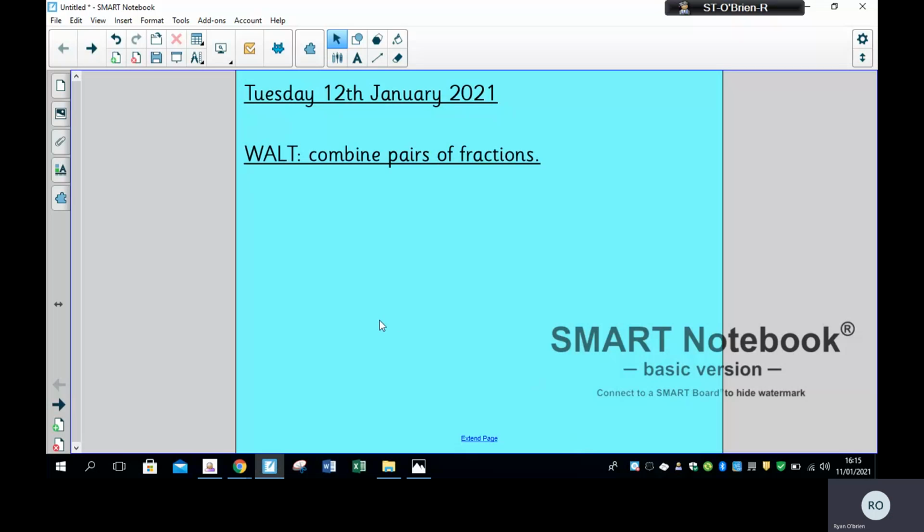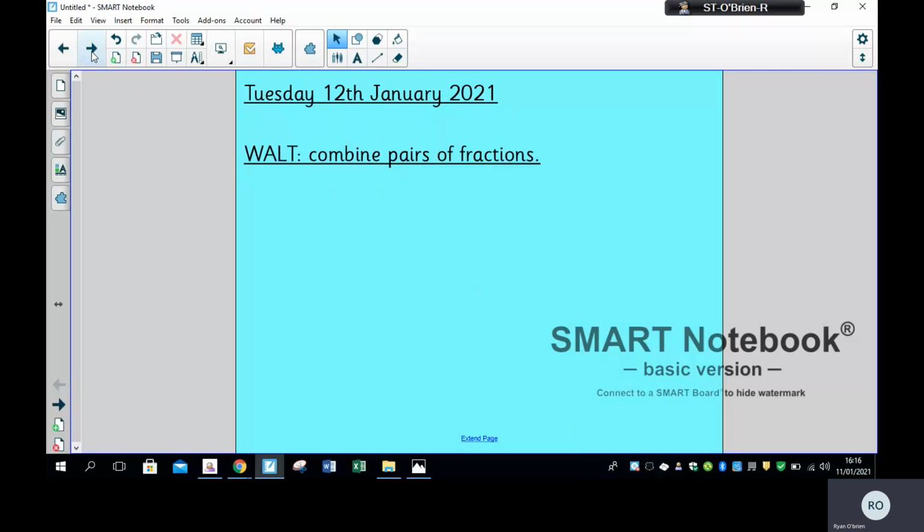So today we are learning to combine pairs of fractions. You may not have heard the word combine before, but combine is when you put things together. And if we're putting things together in maths, then we are adding, aren't we? Think of all together, putting it together. So we're going to be combining pairs of fractions, and pairs means two.